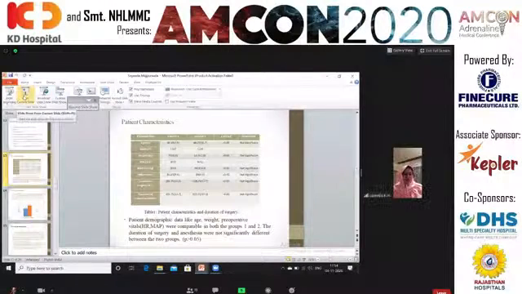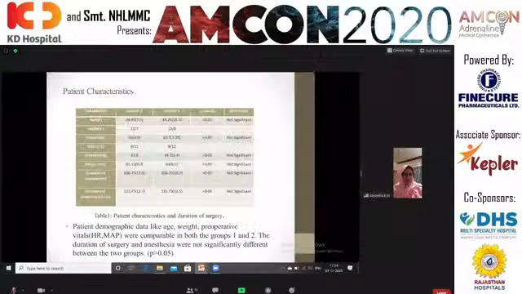The demographic data is shown in the figure. The patient demographic data like age, weight, and preoperative vitals were comparable in both groups 1 and 2. The duration of the surgery and anesthesia were not significantly different between the two groups.